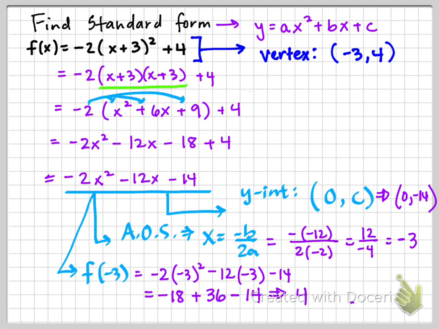Okay, things to know, right? I had a standard form equation, but I was able to find the vertex. It's (negative 3, 4), which is what I started with, so we're good.